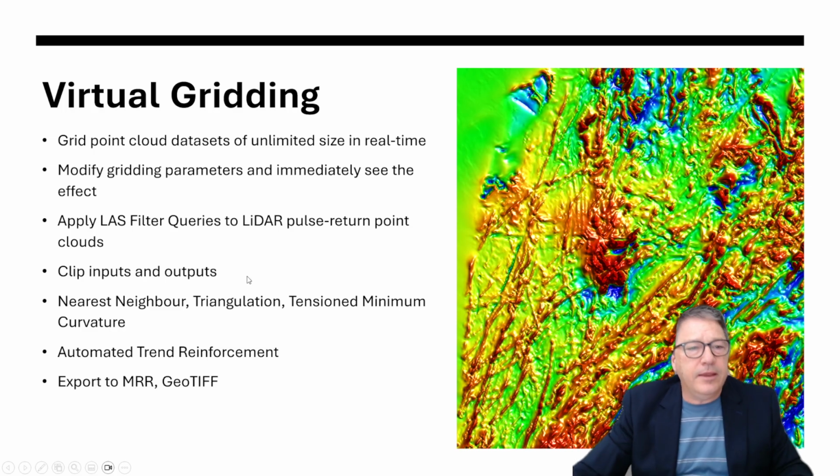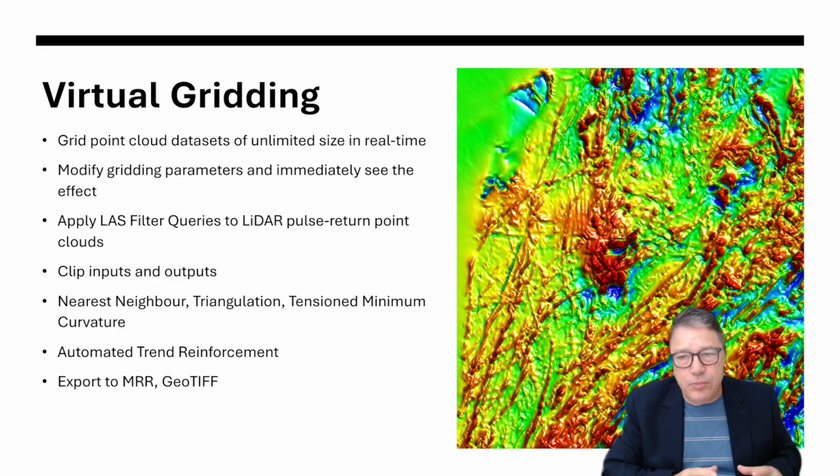So you can apply your LAS filter queries to LiDAR data, pulse return LiDAR data, to select particular returns. For example, you might want ground returns, you might want vegetation returns, and so forth. You can clip both the inputs to the gridding and you can clip the outputs.